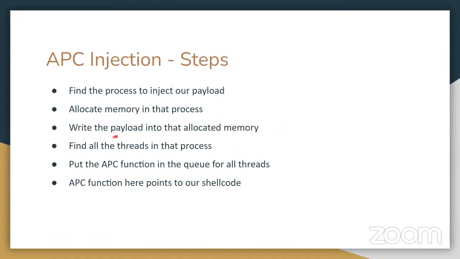So after writing the payload, we have to find all the threads which are present in that target process. Once we find all the threads, we will place our shell code in the queue for all the threads, and whenever the threads enter into the alertable state, our shell code will get executed. So note that this technique is quite unstable. There is a different variant of this APC injection, also known as the early bird APC injection, which we will cover in the lab session.